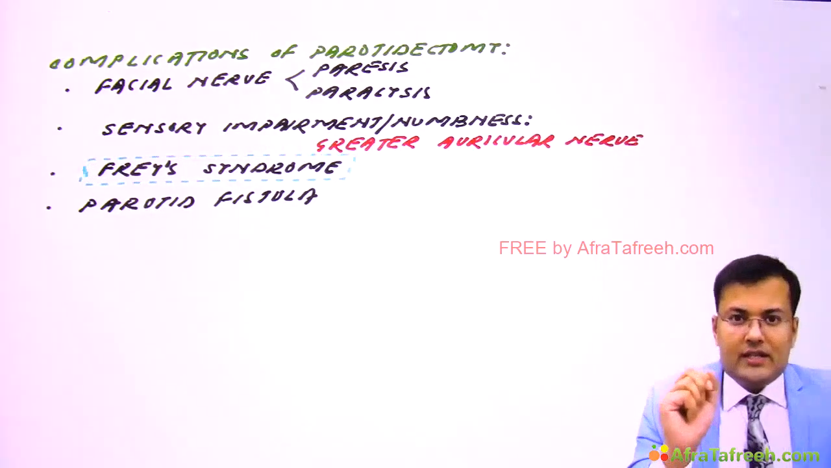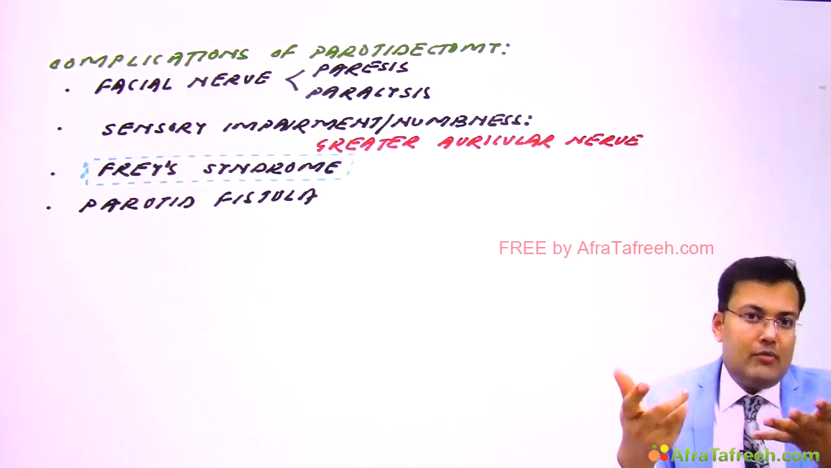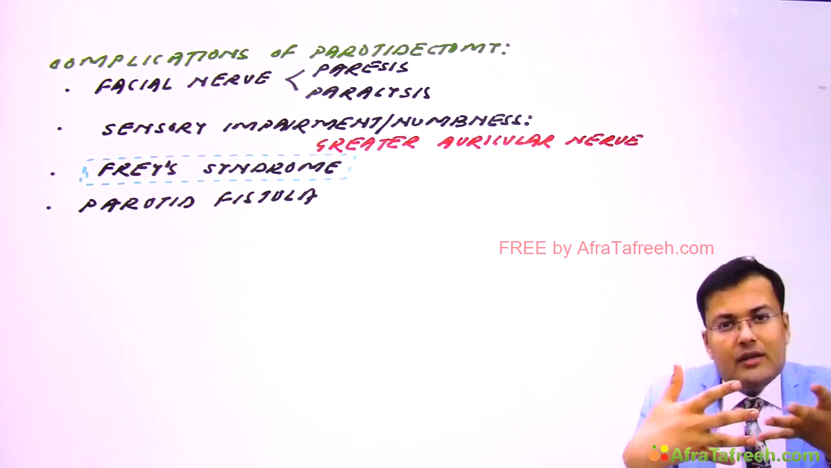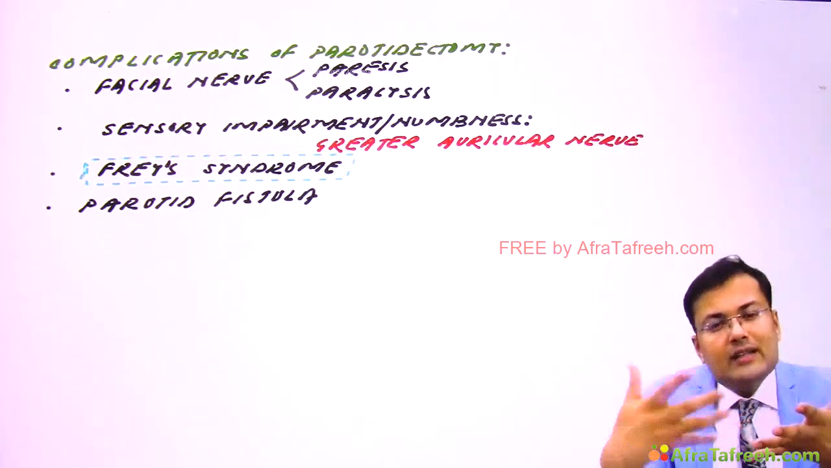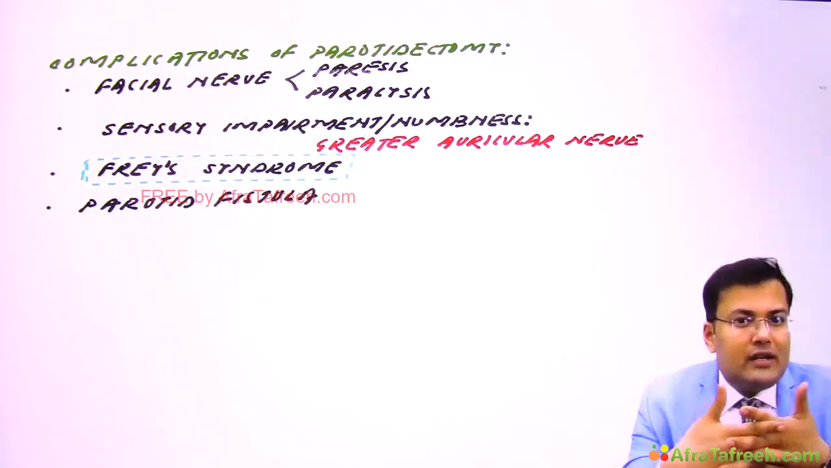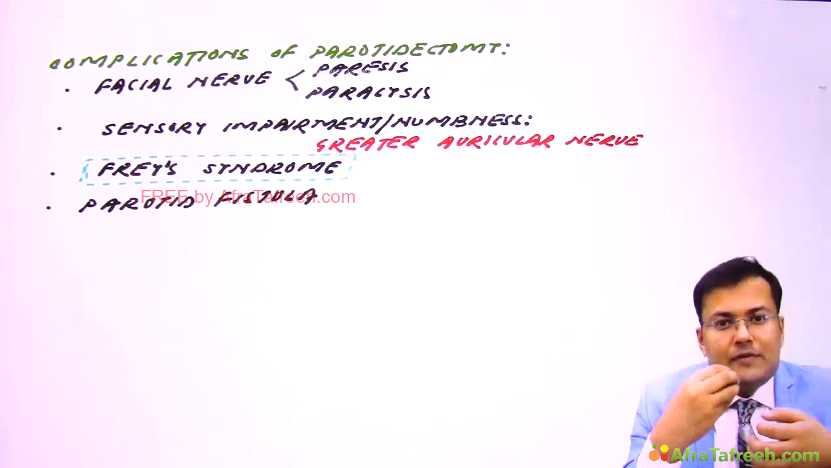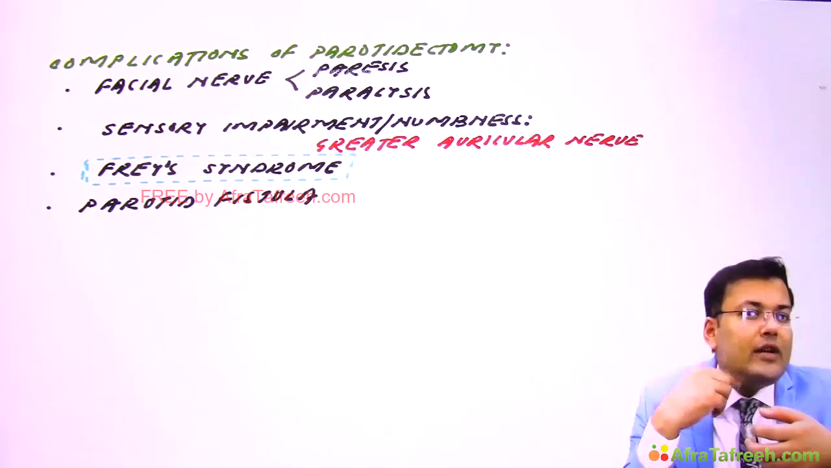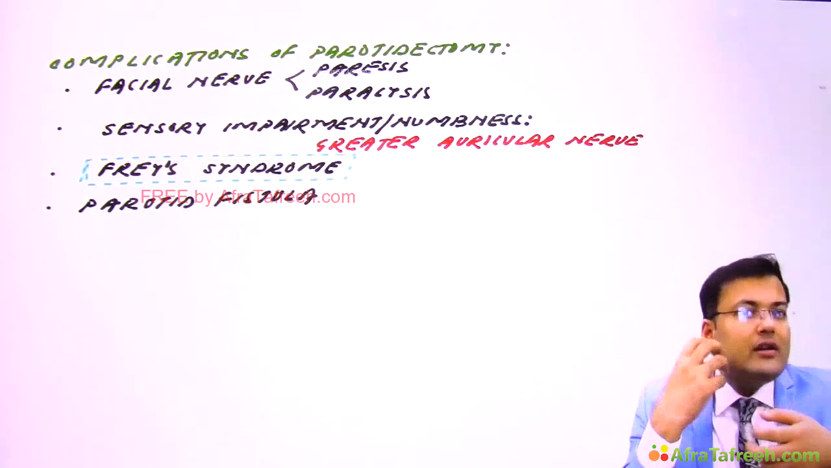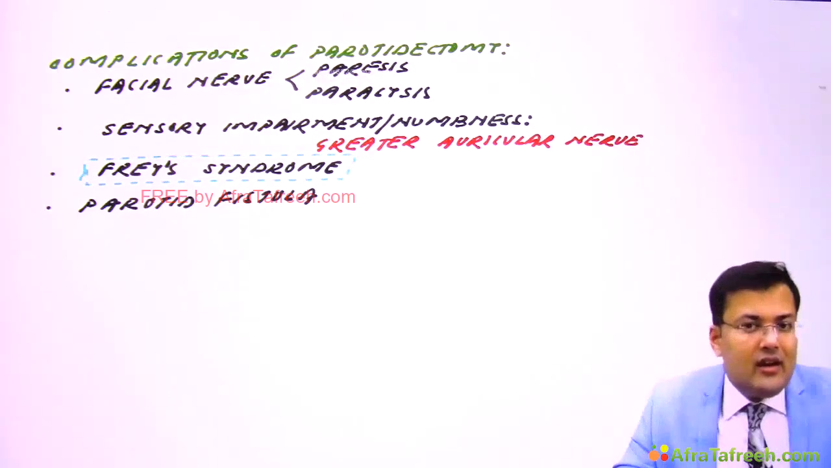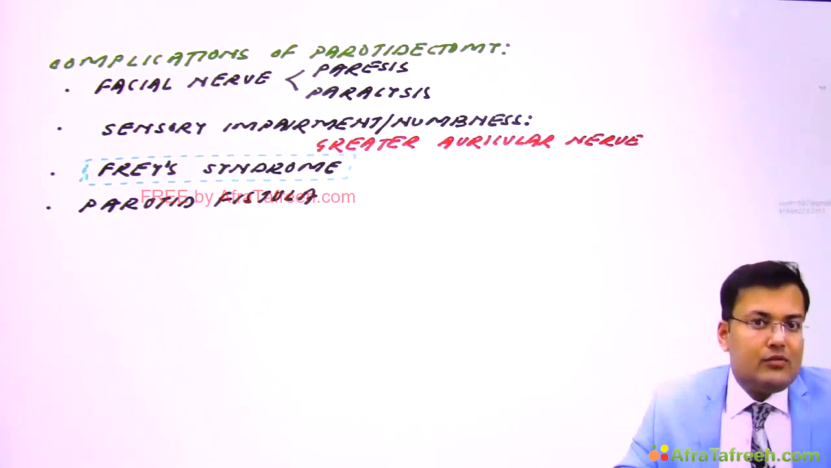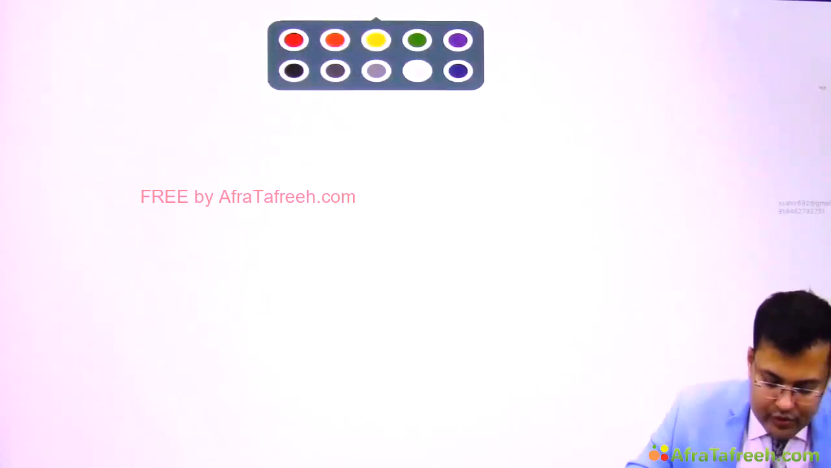So whenever during surgery the nerve fibers of auriculotemporal nerve are injured, what happens? There is aberrant cross innervation between the fibers of auriculotemporal nerve and the sympathetic fibers. So whenever there is autonomic stimulation because of food, because of smell of food, what happens? There is excessive sweating over the parotid region during eating or when the patient is sensing or smelling the food. So that's why it is known as gustatory sweating. So we are going to discuss Frey syndrome in detail.